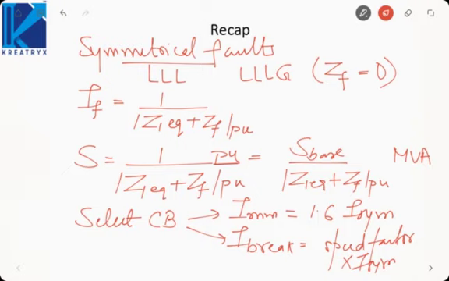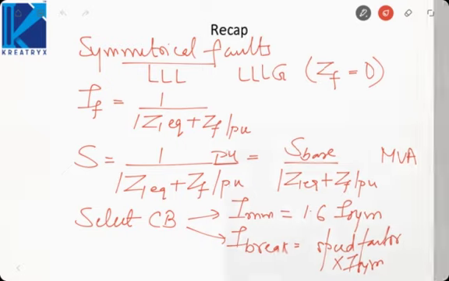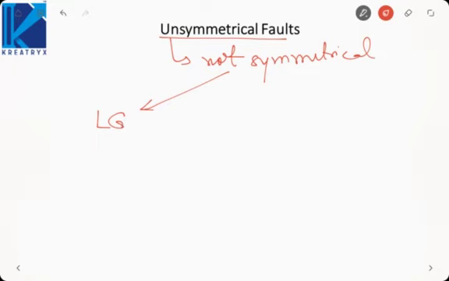In this lecture we will be starting with the unsymmetrical faults. Now first of all, what are unsymmetrical faults? These faults are not symmetrical. Not symmetrical in the sense they will not be same across all the three phases. So which faults will lie in this category? Line to ground fault. Here only one line is grounded, other two are same. Line to line fault, two lines get short circuited and the third line remains as it is. And double line to ground fault. Okay, two lines are shorted and grounded and third one remains as it is.